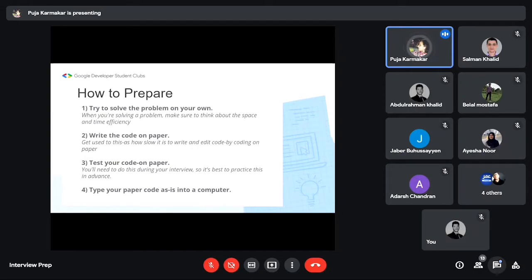You should think about the space and time efficiency of the particular code when you're trying to solve the problem. And the next thing is writing the code on paper. Yes, this is something we don't necessarily do in our day-to-day life. But why do you think we should write code on paper?